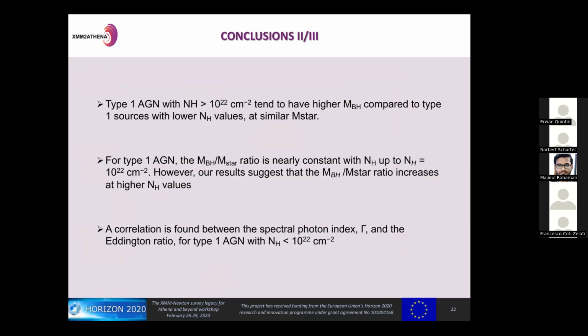However, our results suggest that the black hole mass over stellar mass ratio increases at higher NH values. And our results show that there is a correlation between the spectral index and the Eddington ratio, but this is only for type 1 AGN with low NH values. That's it. Thank you.